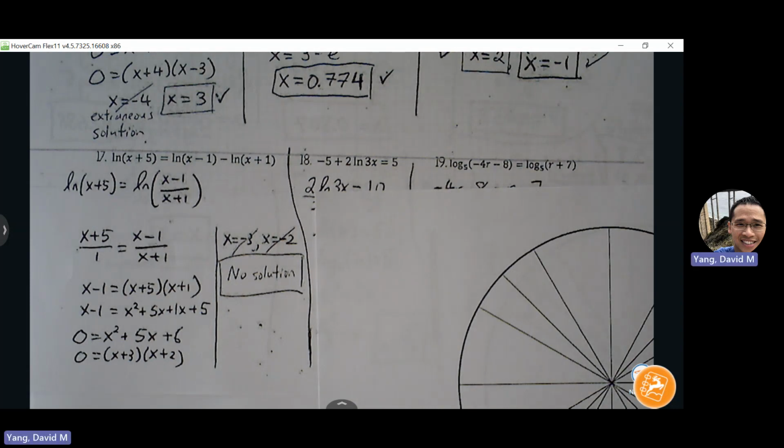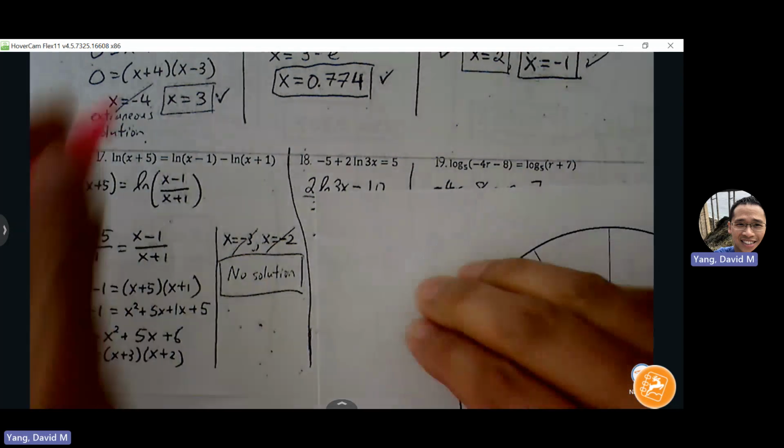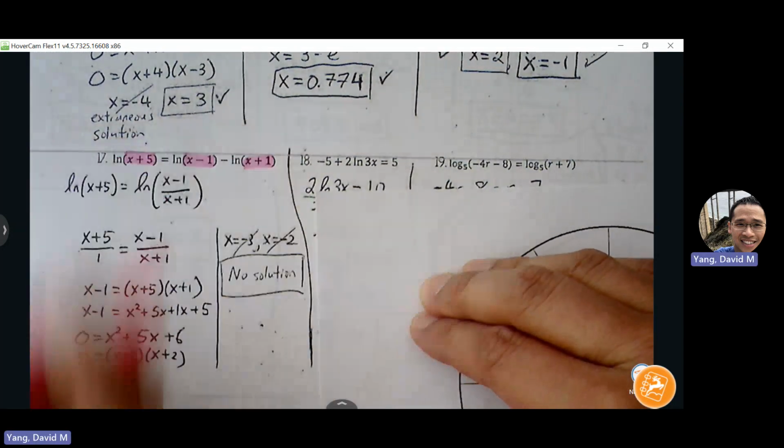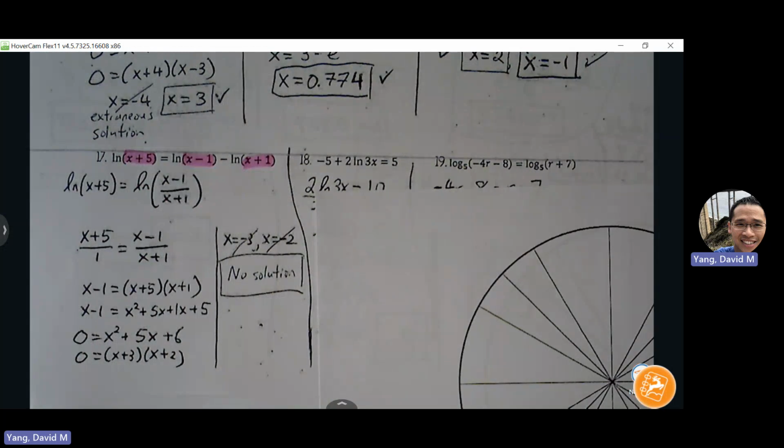So with 17, when you solve for x, I got -3 and -2, but they're both going to present issues with at least one of those terms. So in this case, we have no solution with 17.